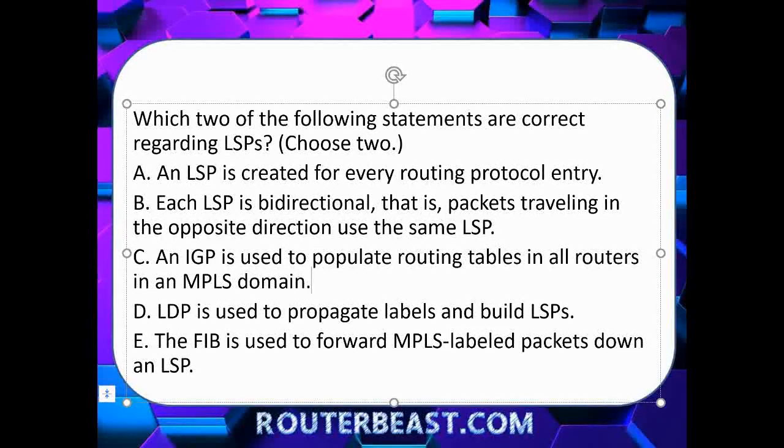D, LDP is used to propagate labels and build label switch paths. I just indicated that in my description of C, and so that is a correct statement as well. The forwarding information base is used to forward MPLS labeled packets down an LSP. That is not a correct statement. That's going to be used for binding purposes and not to forward MPLS packets down that LSP. So C and D would be the correct answers here.